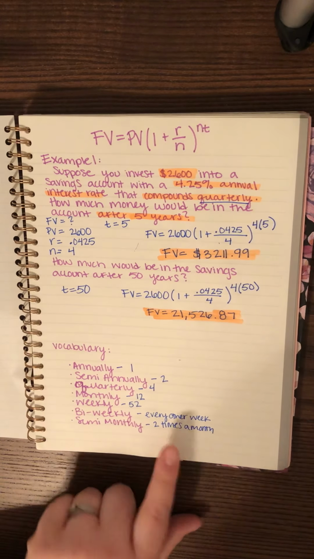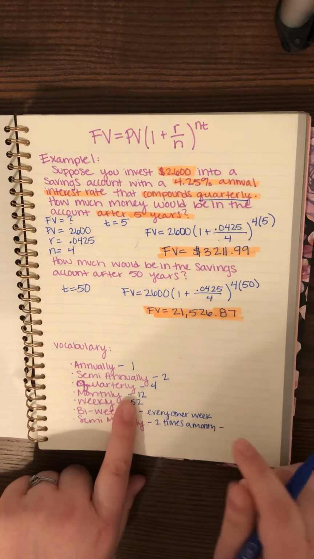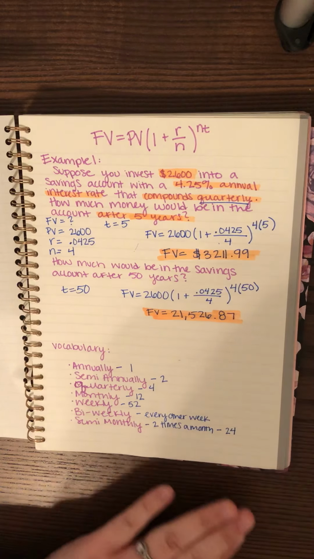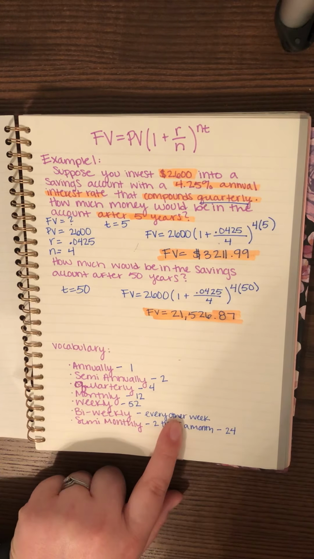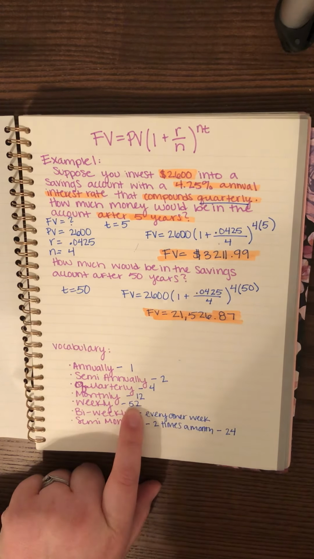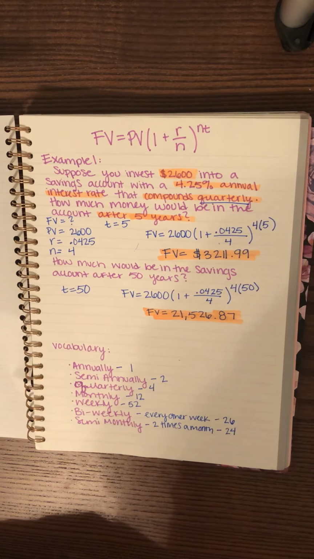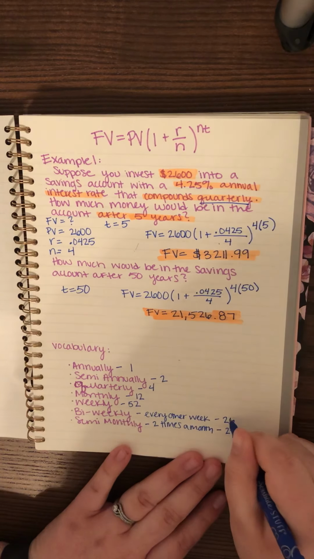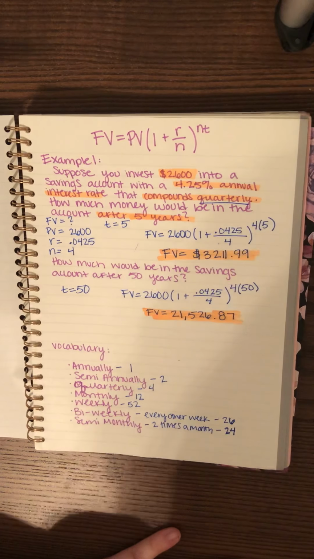So semi-monthly, if it happens 2 times a month, well, we have 12 months in a year. It's gonna happen 2 times every month, so 12 times 2 is 24, okay? But if it's bi-weekly, that means it's every other week. That means we have 52 weeks in a year, and we divide that by 2, which means 26. Okay, so bi-weekly happens 26 times a year. Semi-monthly happens 24 times a year.